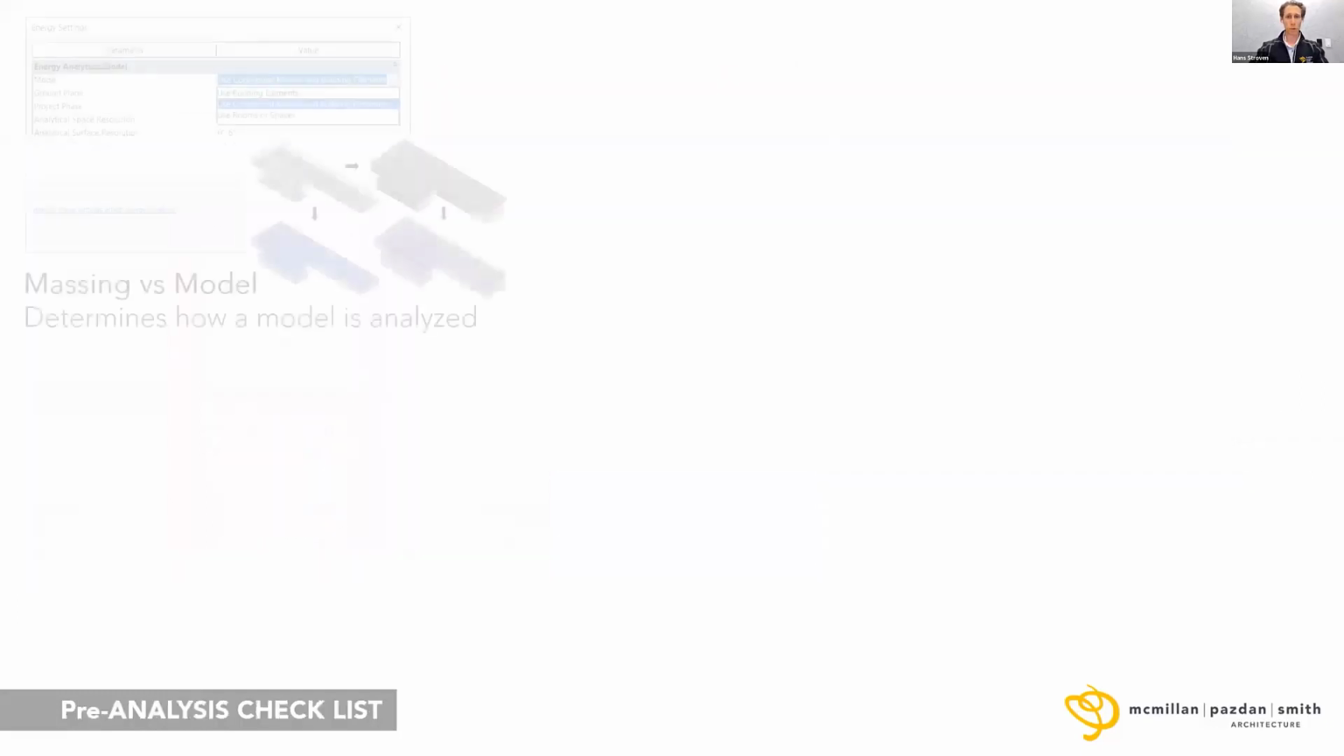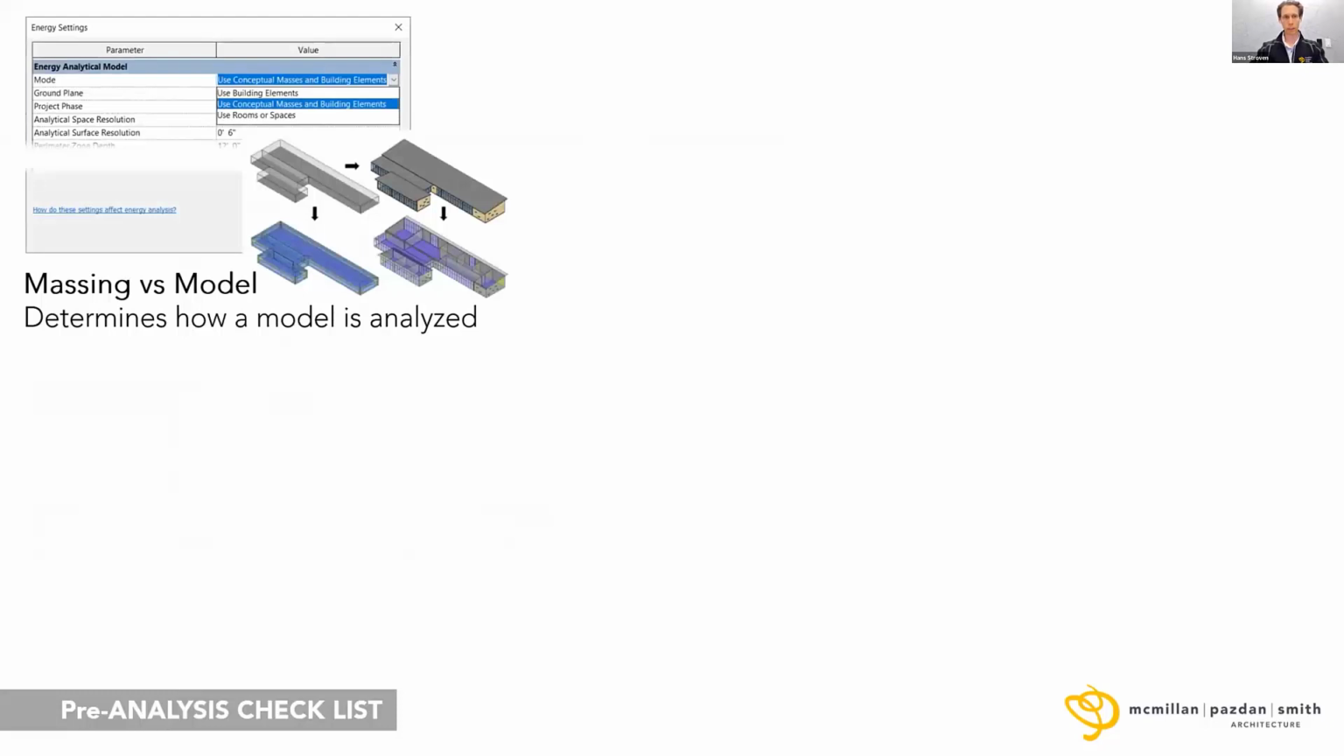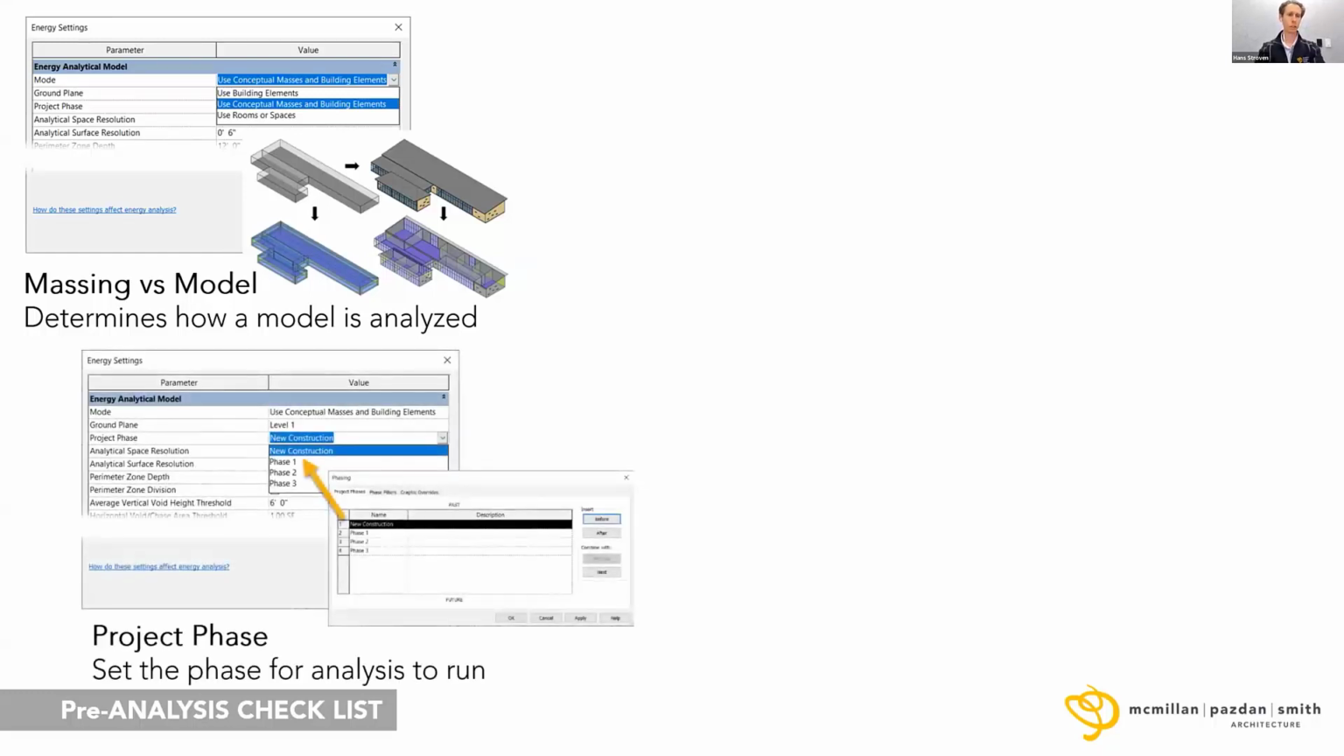So just a couple of notes that we found in our testing while you're going through this. One is, depending upon how you're modeling your building, whether that be massing or modeling, once again, make sure to have that mode set correctly. If you use the conceptual masses and building elements, it'll pick up from both ends of the spectrum, but sometimes you only want to examine one or the other. So make sure that you have that dialed in. Next is the project phase. If you have phasing in your project, make sure that you have the correct phase set in your energy settings. Otherwise, you'll be running energy analysis on the incorrect phase and getting some odd results popping up in your analysis.